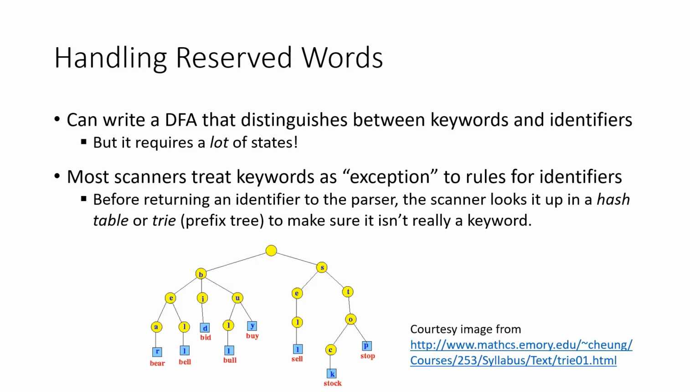So here is an example of a trie or a prefix tree. It is a tree that shows, let's say these are the keywords, how you can reach each keyword.